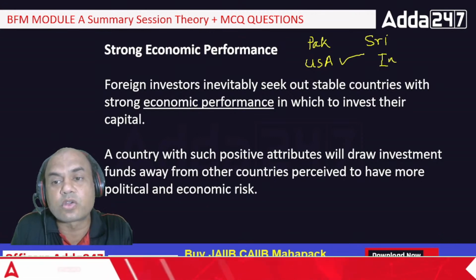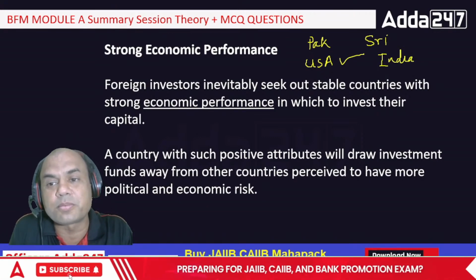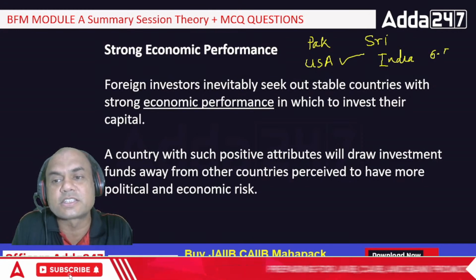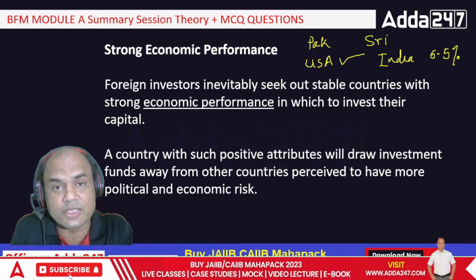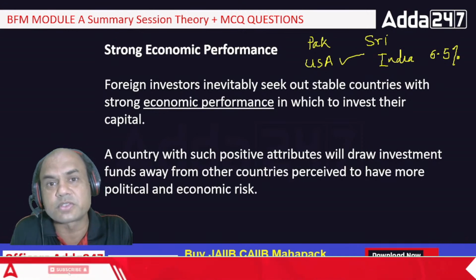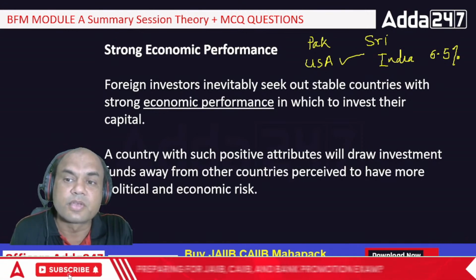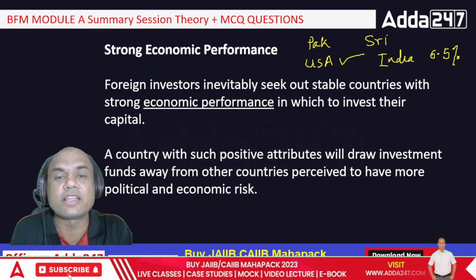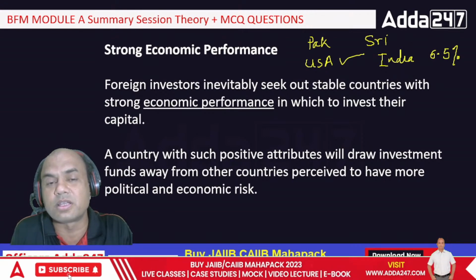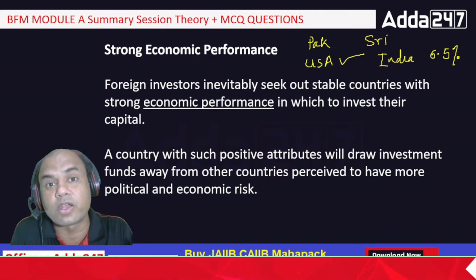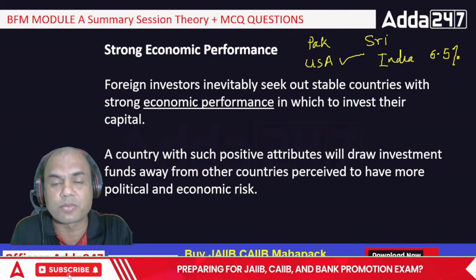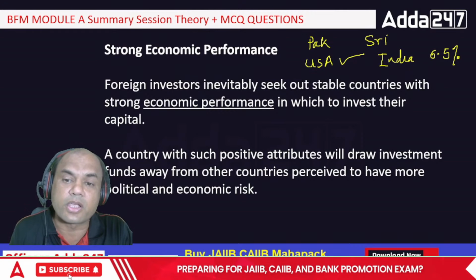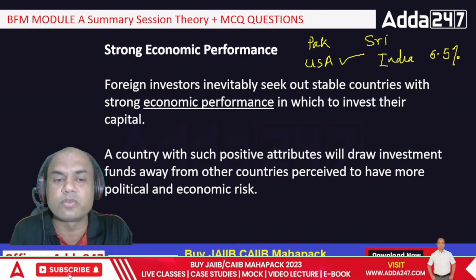Yes. Strong economic performance. 6.5% GDP presently, right? Roughly 6.5, I'm telling lesser. It's around 6.75 to 7. Okay. So even the expected GDP for India is around 7%. India is expected to grow at around 11 to 12% from 2025, the next 2 years from now. So, strong economic performance in which to invest.